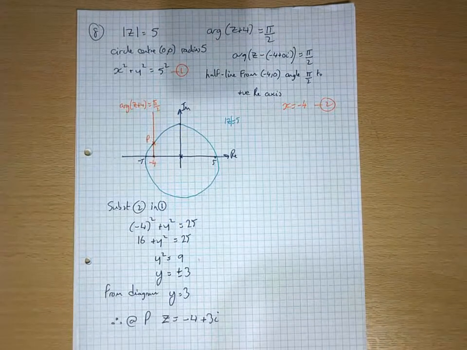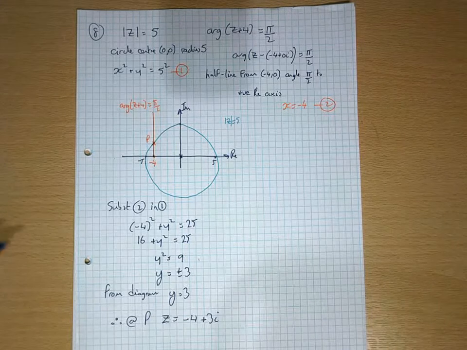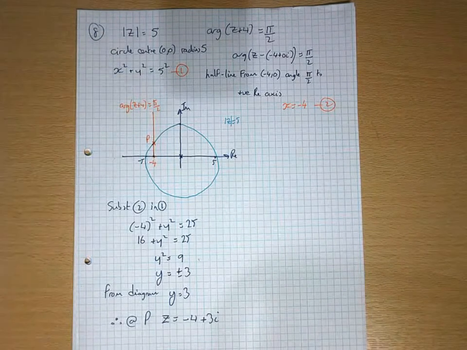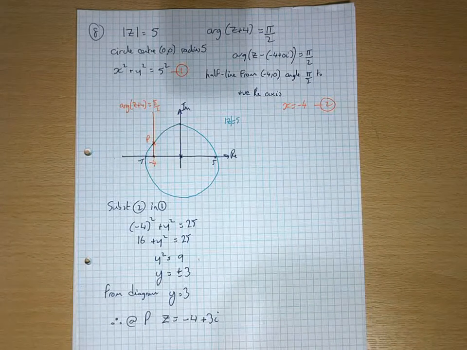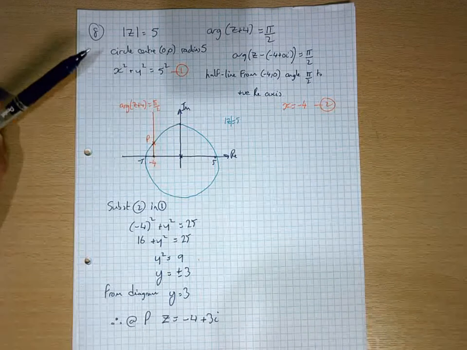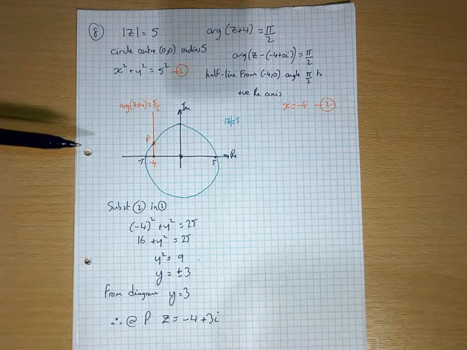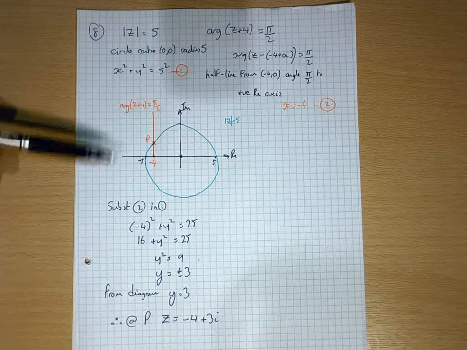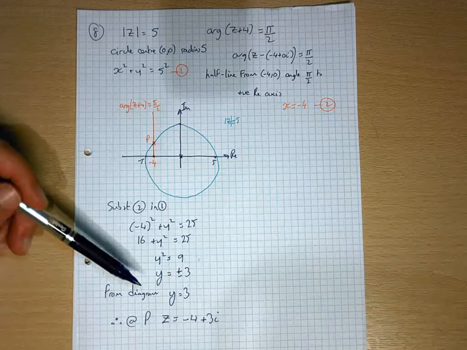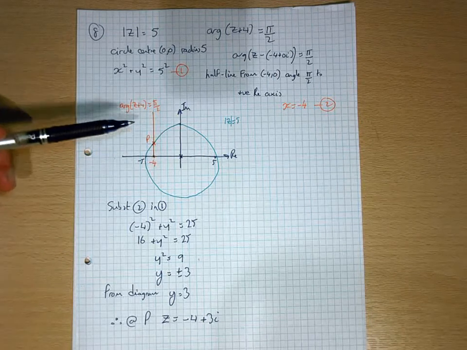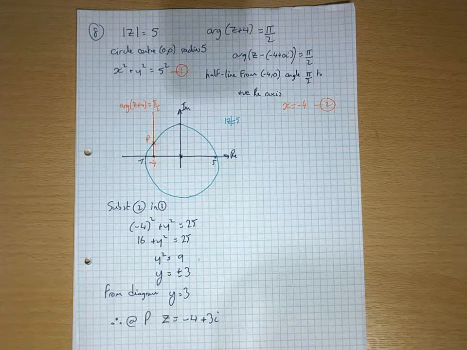Oops, off the screen there. So that's basically it. You take the two loci that they give you and you sketch that on an Argand diagram, so that if you get more than one solution when you solve the Cartesian equation, you can use the Argand diagram to determine which values you can discard.